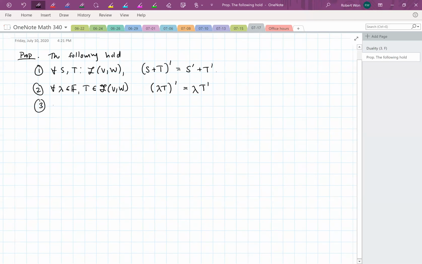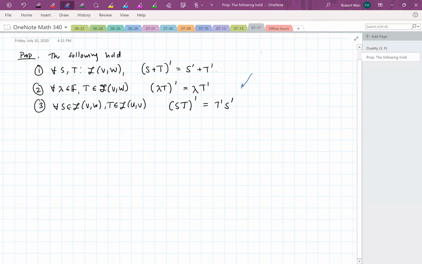And then 3. For all S maps from V to W and T maps from U to V, if you take the dual of the composition, this is T dual composed with S dual. Okay, but notice that the order of the T and the S changed, but it's actually the only way that it could make sense, right?